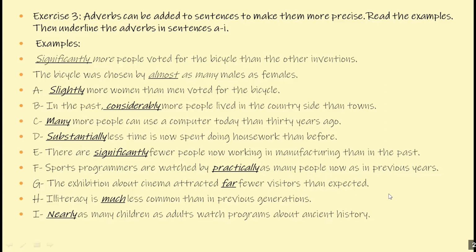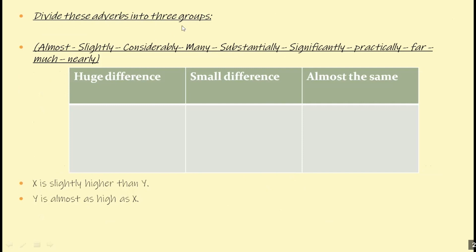Okay. Now, these are the adverbs that we underlined in the previous sentences: almost, slightly, considerably, many, substantially, significantly, practically, far, much, nearly. You need to put them in three groups. The first group means that there is a huge difference, a big difference between the two variables. The second one indicates that there is a small difference. And the third one indicates that they are almost the same. You may ask me, what's the difference between small difference and almost the same? I'll explain to you. Look at the sentence.